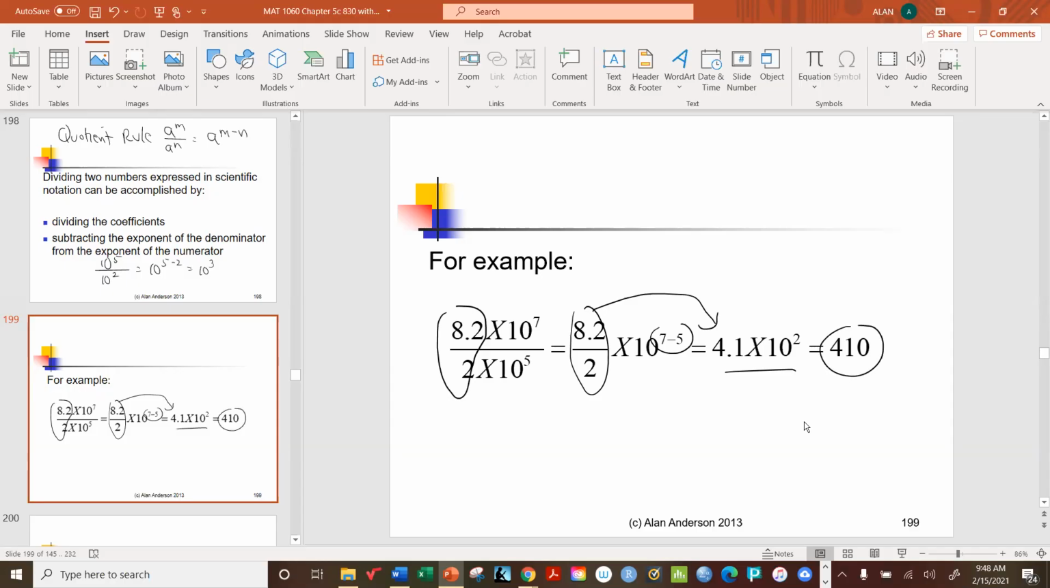It depends on what you're being asked to do. But if I need to, let's say this gives me a price, I don't want to know that it's 4.1 times 10 squared dollars. Then I need to know that it's $400. But if I'm just trying to write it out in scientific notation, I would just leave it as 4.1 times 10 to the second.